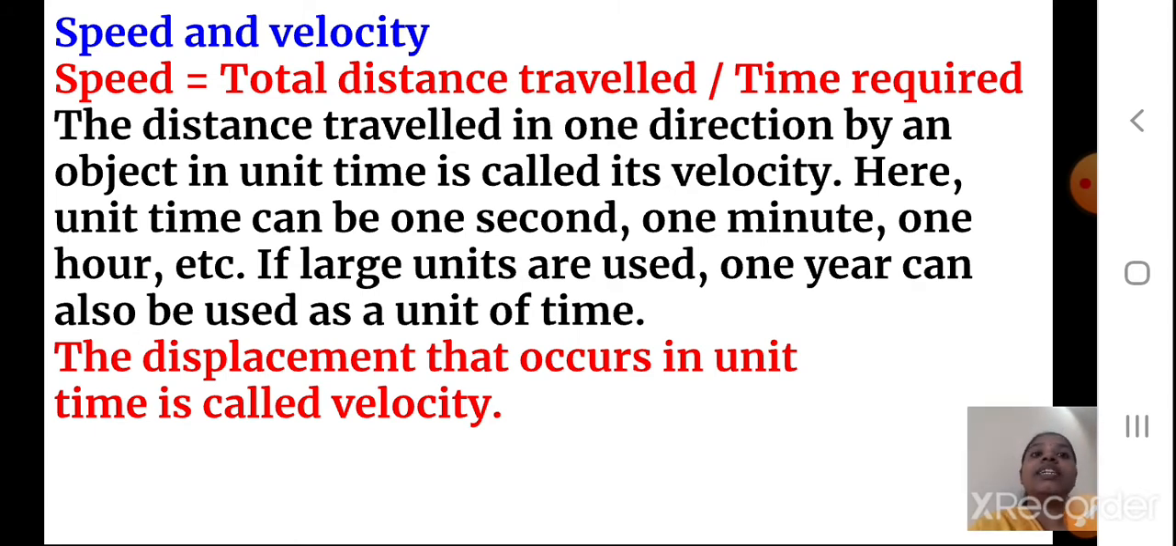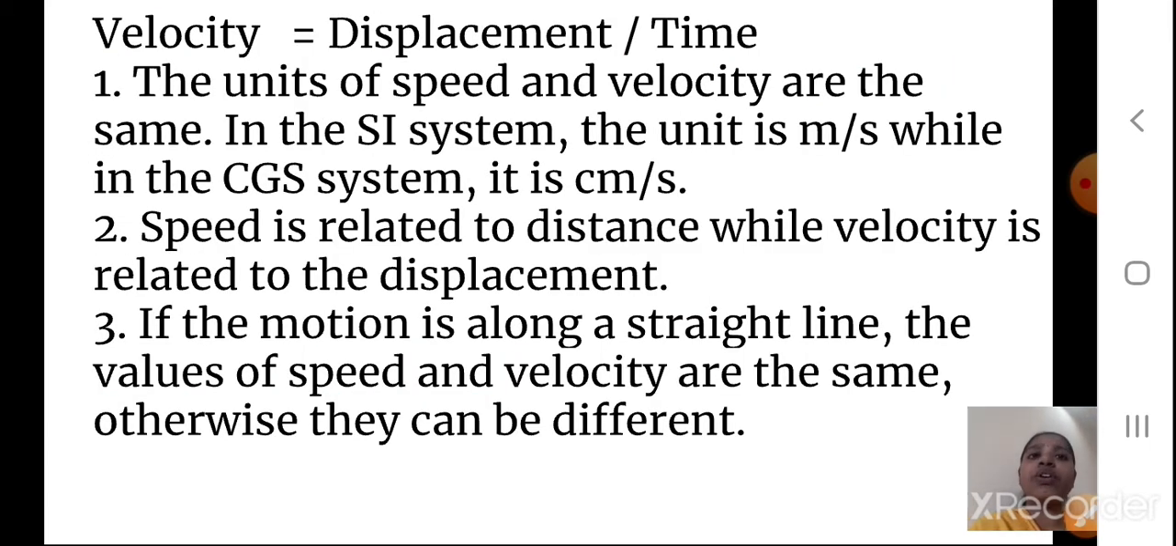Okay students. The displacement that occurs in unit time is called the velocity. So how will you define velocity? The displacement that occurs in unit time is called your velocity. Okay. Now what is the formula you have for the velocity? Velocity is equal to displacement upon time.